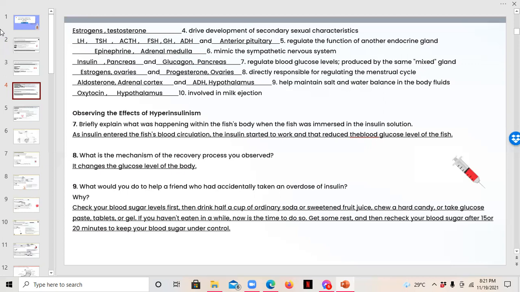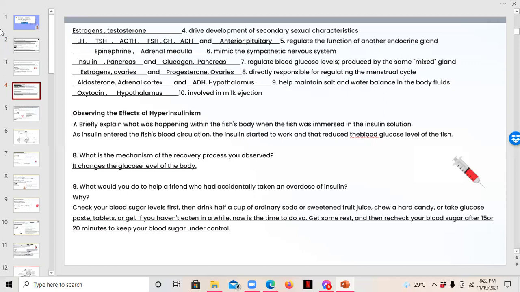Next is observing the effects of hyperinsulinism. Number seven, briefly explain what was happening within the fish body when the fish was immersed in the insulin solution. The answer is as insulin entered the fish blood circulation, the insulin started to work and that reduced the blood glucose level of the fish.